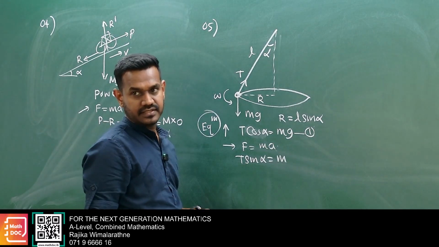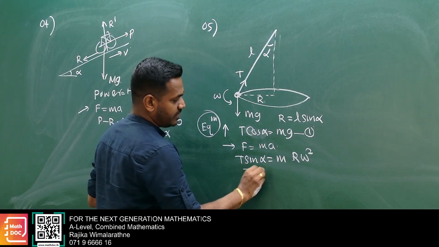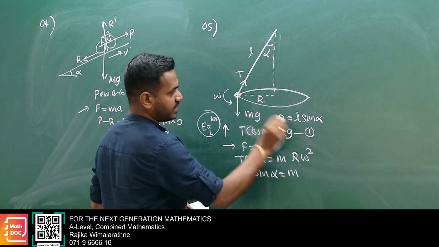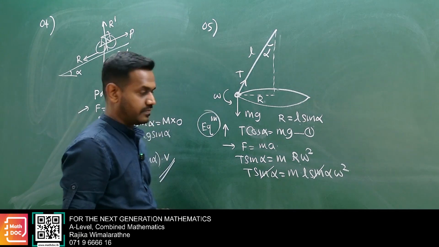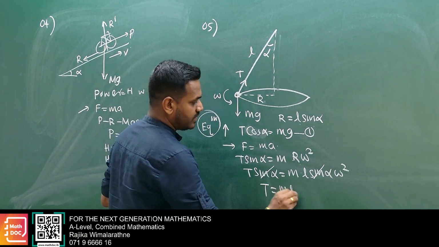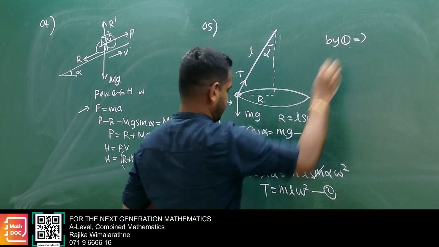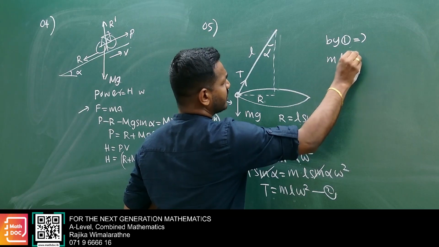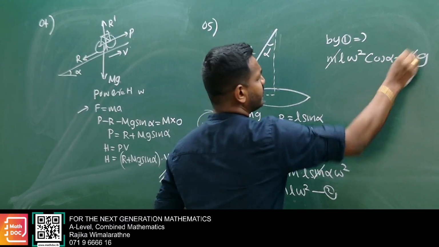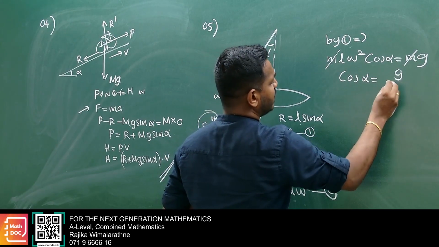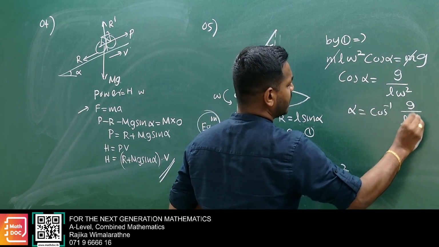Here radial acceleration, that is r omega squared. Then T cos alpha equals m, r meaning L sin alpha, omega squared. Now simplify, cancel sin alpha. Then T value equals m L omega squared. Here second equation, you put that one here, then by 1: T meaning m L omega squared, you put it here, cos alpha equals mg, then cancel m, then cos alpha equals g divided by L omega squared. Then alpha equals cos inverse of g over L omega squared.